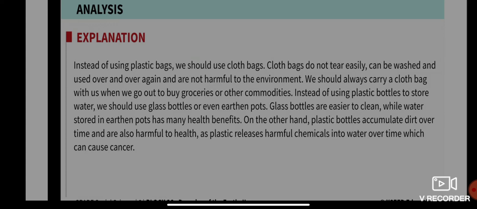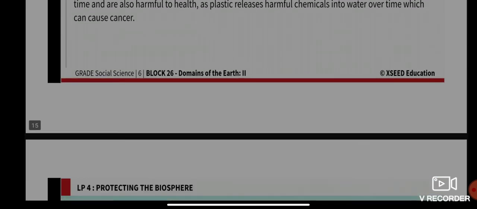Instead of using plastic bottles to store water, we can also use glass bottles or even earthen pots. Glass bottles are easier to clean, while water stored in an earthen pot has many health benefits. On the other hand, plastic bottles accumulate dirt over time and are also harmful to health, as plastic releases harmful chemicals into water over time, which can cause cancer. So you have to keep that in mind.